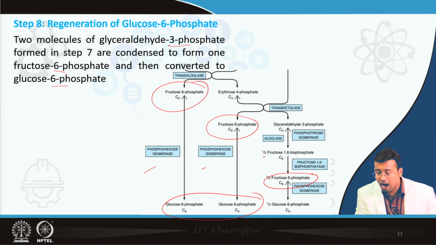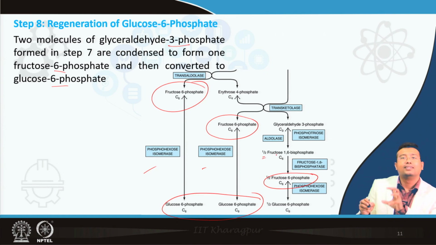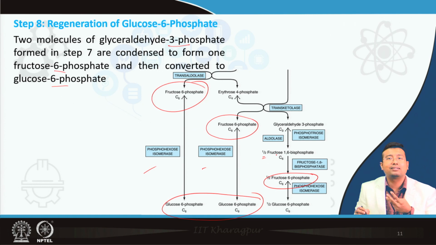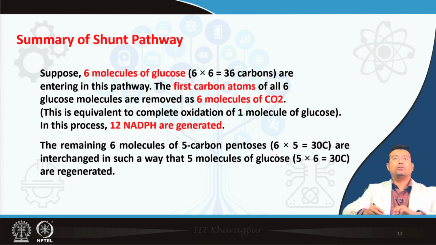Why is it written half? Because considering glyceraldehyde 3-phosphate as a 3 carbon compound, it can only lead to half a fructose, but in reality 2 molecules of glyceraldehyde 3-phosphate condense to form 1 molecule of fructose 6-phosphate and eventually 1 molecule of glucose 6-phosphate.